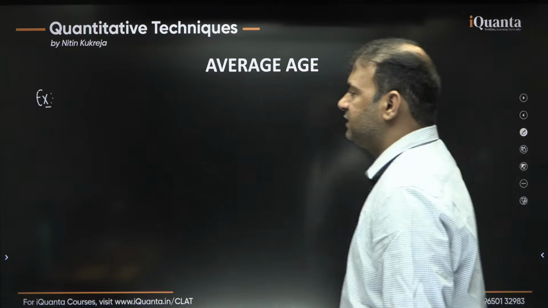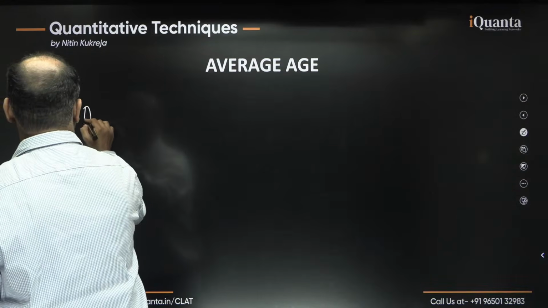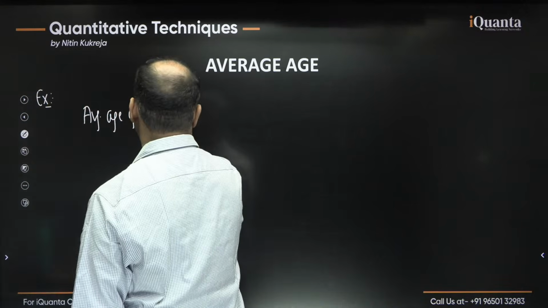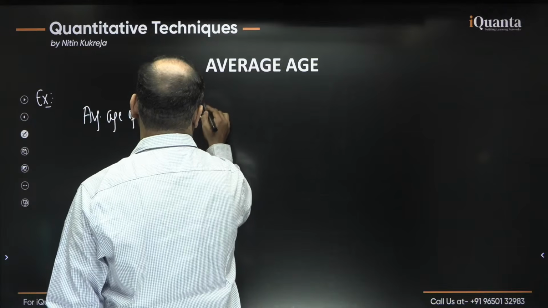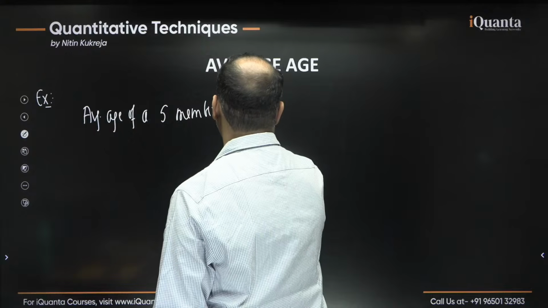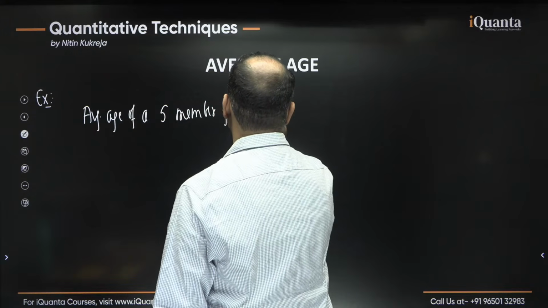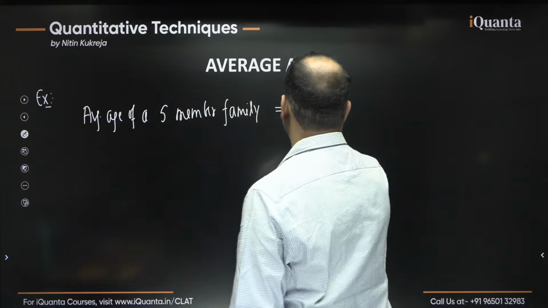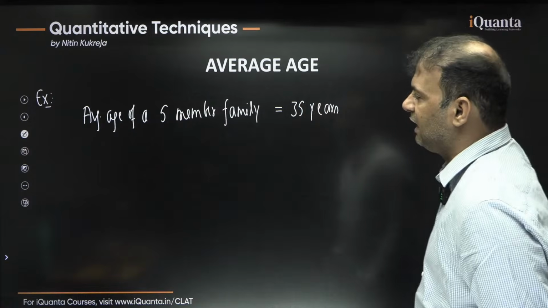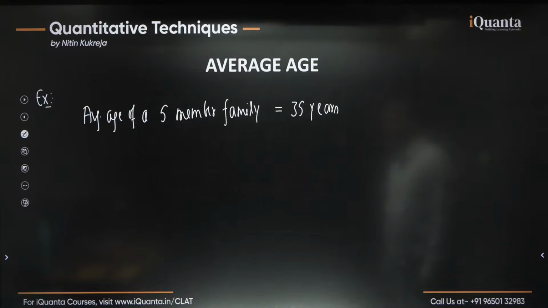Okay, so guys, let's say we are given the average age of a 5-member family. Let's say this is given to us, the average age of a 5-member family is equal to, let's say, 35 years. Just an example, guys. We are given that the average age of a 5-member family is 35 years.